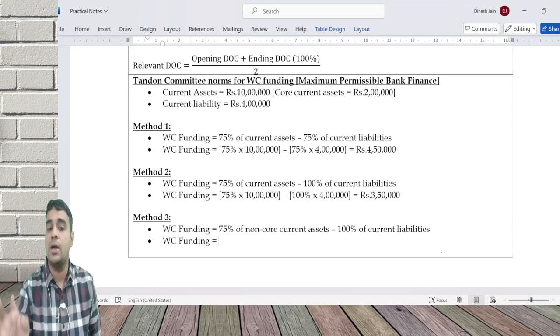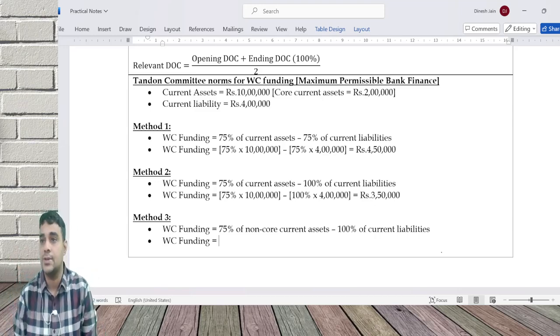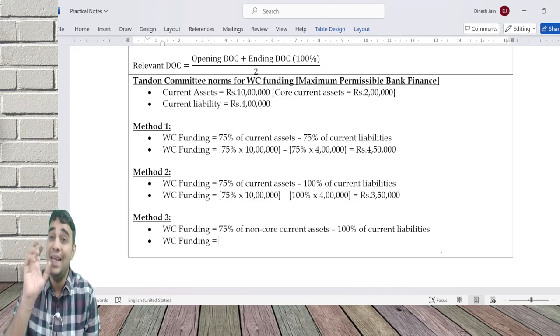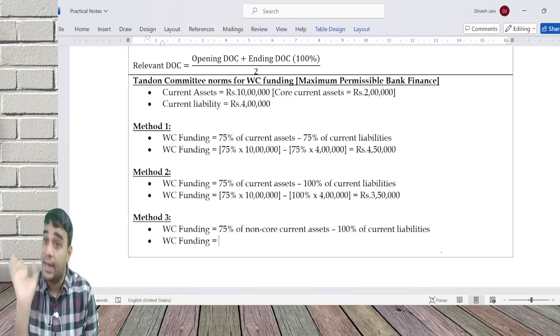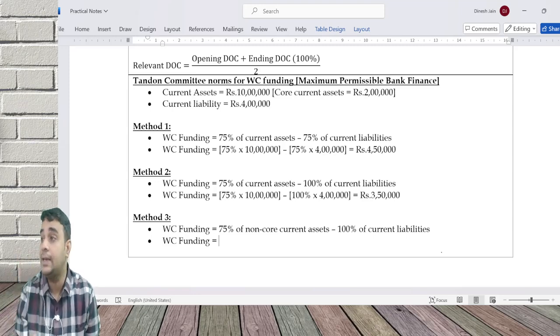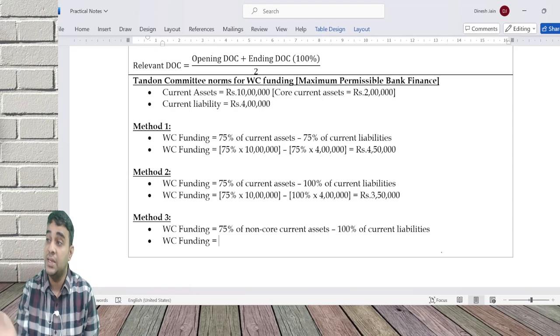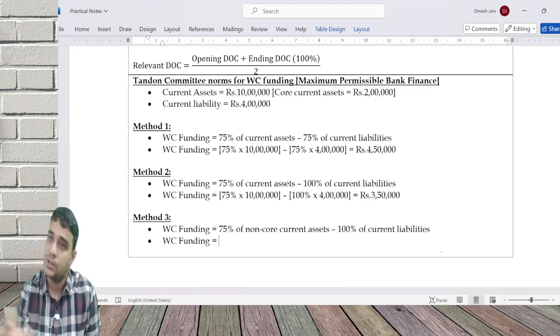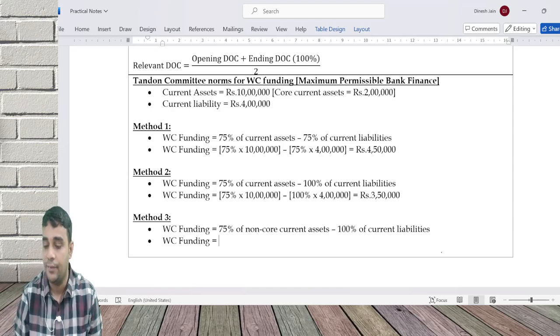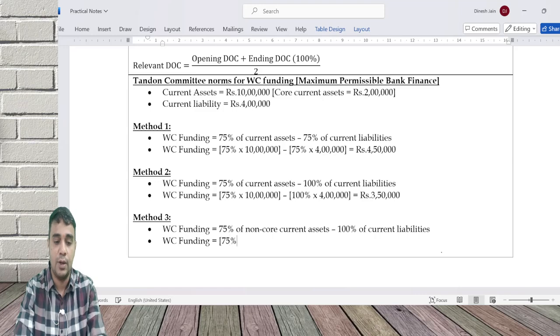Of the 10 lakh, how much is core current asset? 2 lakh, which means only against 8 lakh will the bank give a loan. How much? 75%. In that also, what will it subtract? 100% of current liability. Can I get a negative answer? Possibly, which means no loan will be given. So equal to 75% into 8 lakh minus 100% into 4 lakhs. What's the final answer? 2 lakhs. So this is how Tandon committee norms work.